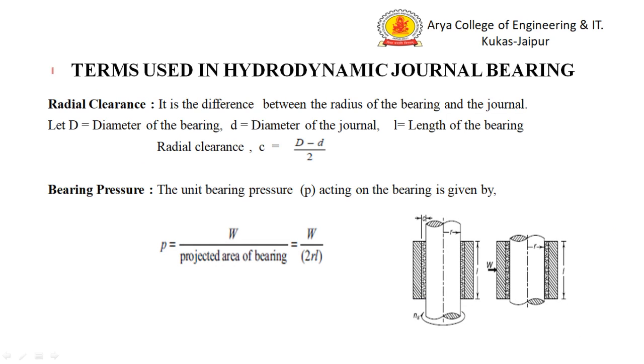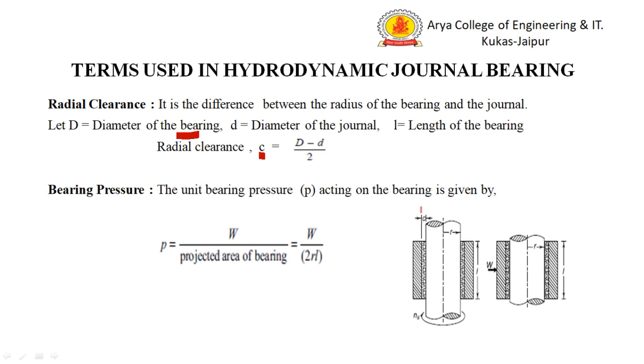Now some important terms used in hydrodynamic journal bearing. The first is the radial clearance. Radial clearance is the difference between the radius of the bearing and the journal. Let capital D be the diameter of the bearing, small d the diameter of the journal, and L the length of the bearing. So radial clearance is given by C is equal to the difference between the radius of the bearing and the journal, so capital D minus small d divided by 2.